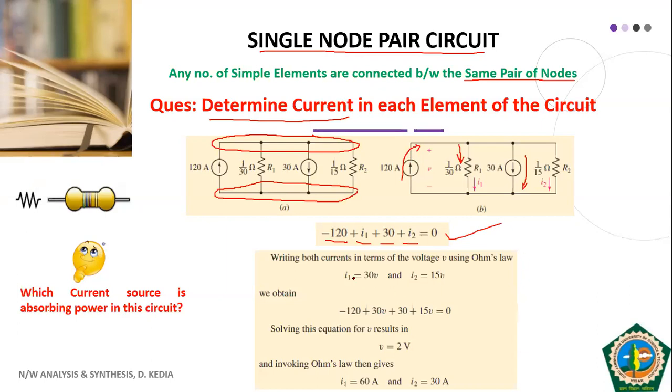Fine. And now we will apply that thing you are talking about. What is I1? See, all these 4 branches are in parallel.